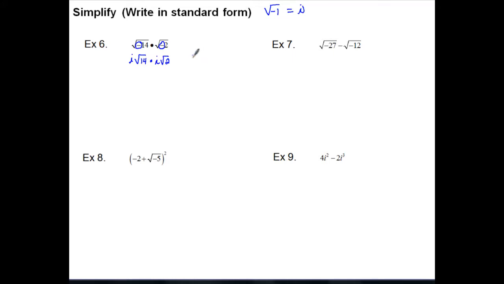Now we're ready to multiply. When you multiply square roots, you multiply the outsides together and you multiply the insides together. So multiply these together, and on the outside you're going to get i squared, and on the inside you're going to get 28.